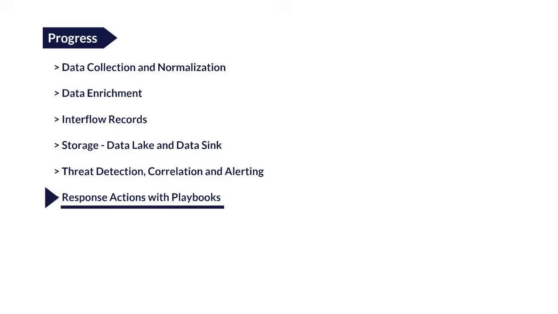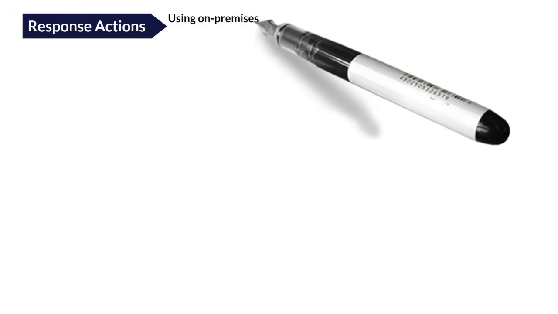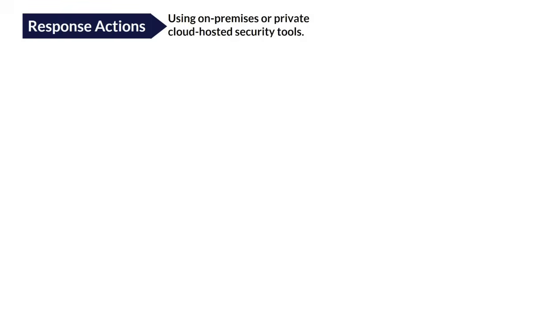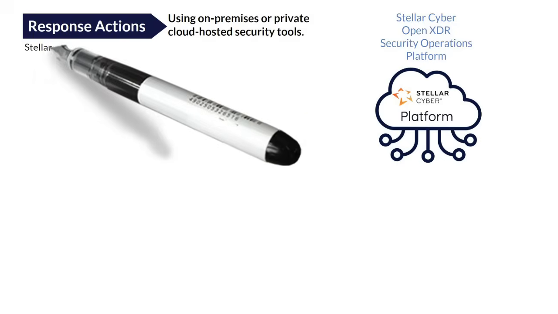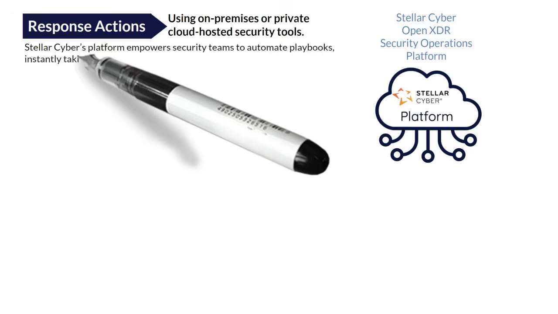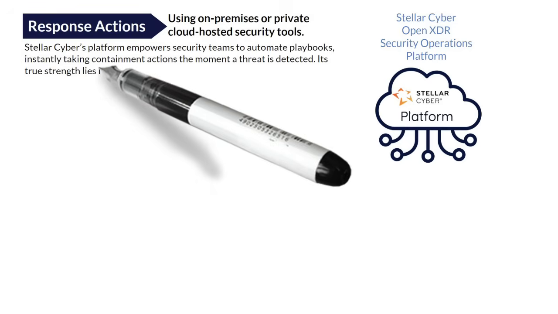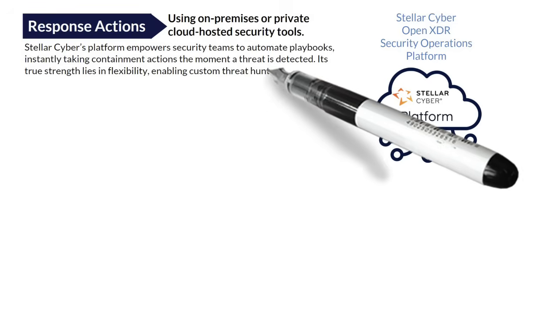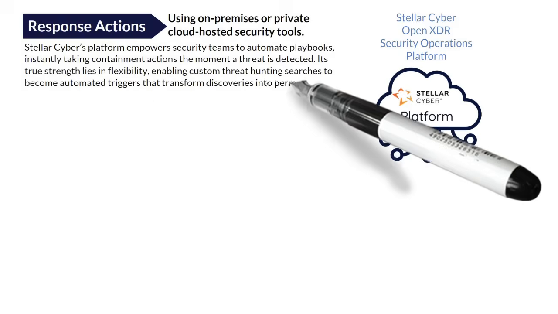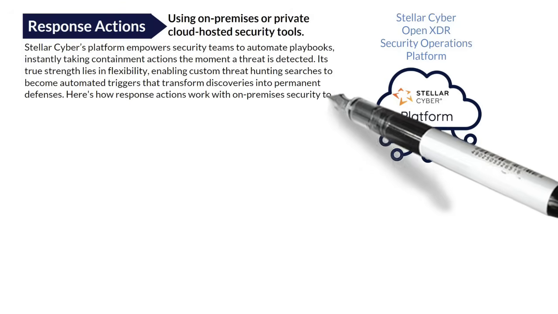Now, let's learn about response actions with playbooks. Here, I'll show you response actions using on-premises or private cloud-hosted security tools. Stellar Cyber's platform empowers security teams to automate playbooks, instantly taking containment actions the moment a threat is detected. Its true strength lies in flexibility, enabling custom threat hunting searches to become automated triggers that transform discoveries into permanent defenses. Here's how response actions work with on-premises security tools.